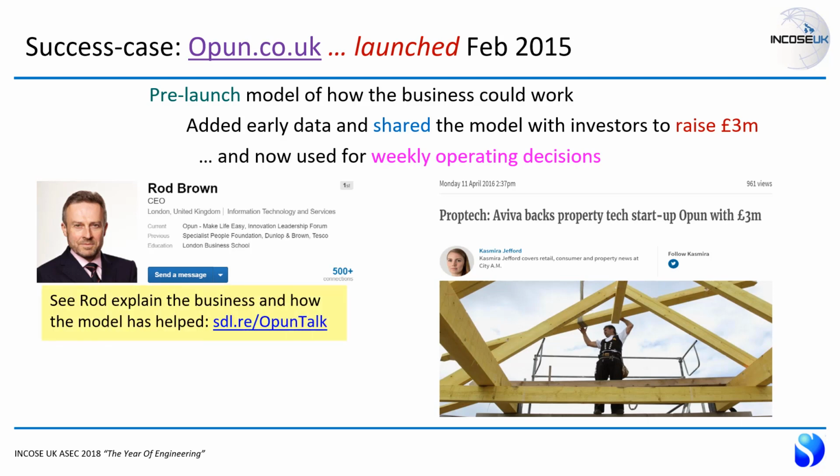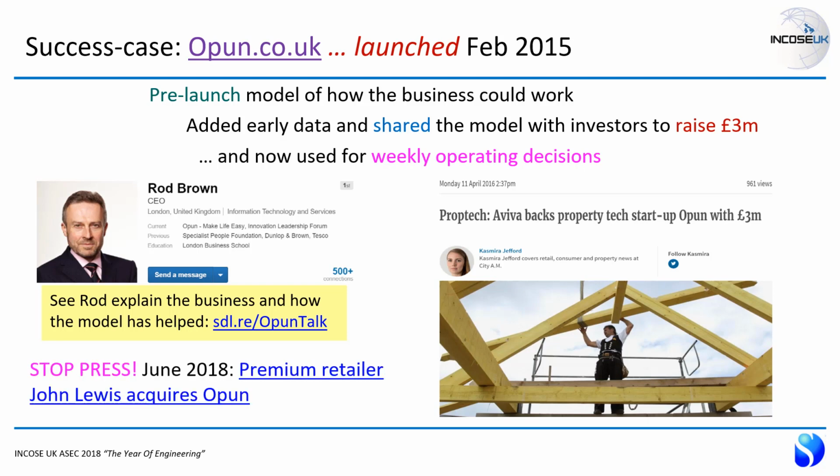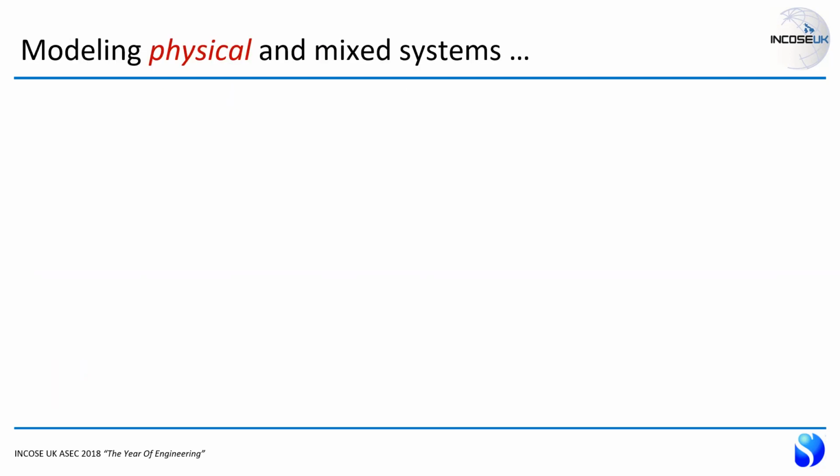You can hear Rod talk about how he did all that, and how he's used the model in his business, at that link there. And the stop press news on this is that in June, John Lewis acquired the business for an undisclosed number of millions of pounds. And of course they acquired the model and Rod along with it. So that's an example of a new venture application of this approach.